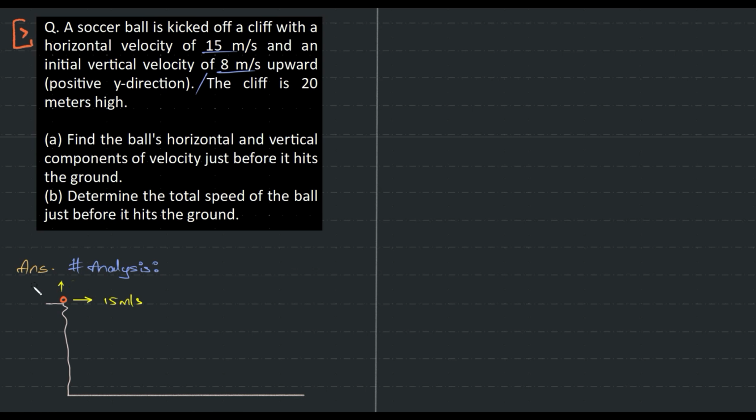Again, guys, whenever you get any opportunity wherein you can draw, please do. Even a rough diagram is good enough.